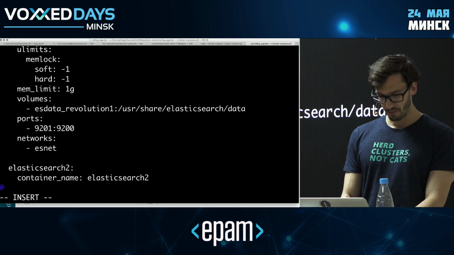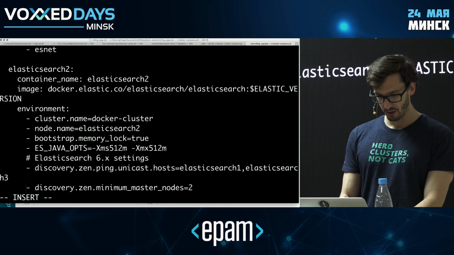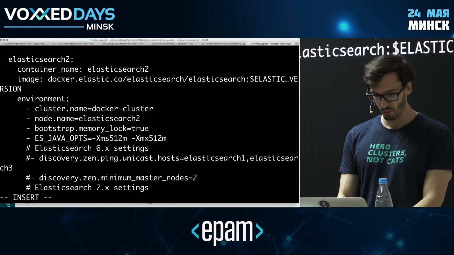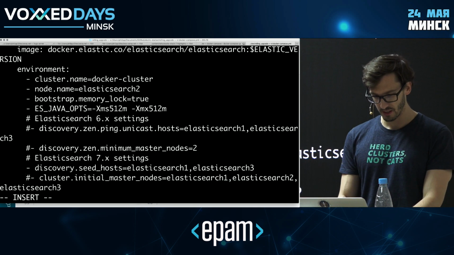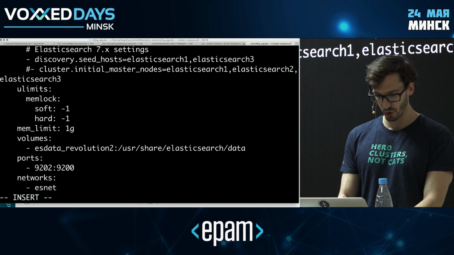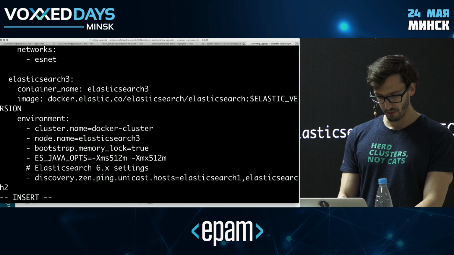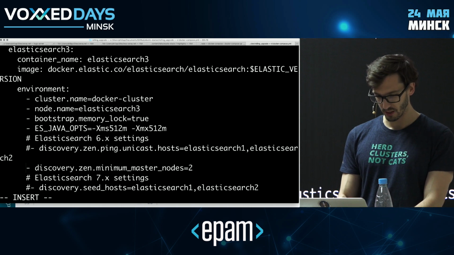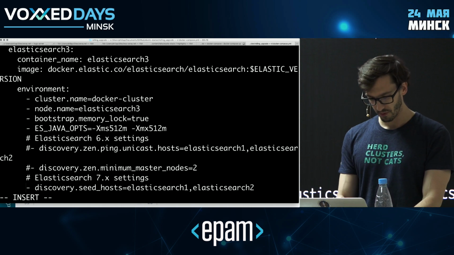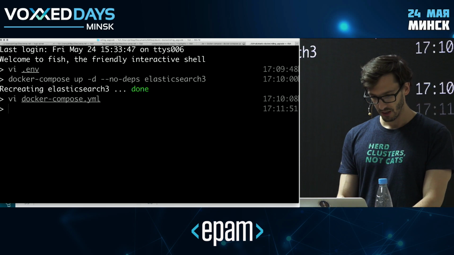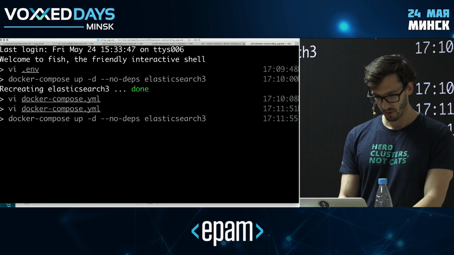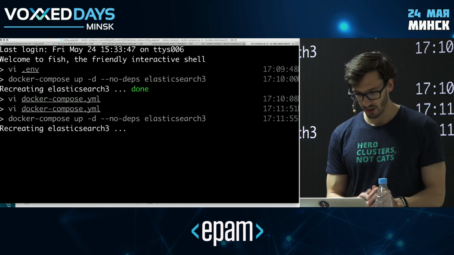So let's do the same thing for the second node. Otherwise, the nodes are all the same. So I'm just removing the settings from the 6 version and adding the new 7 version to restart them. Otherwise, you will get deprecation warnings, and going forward, these are the right settings that you want to have. So I fixed my configuration. Let me restart the node again.